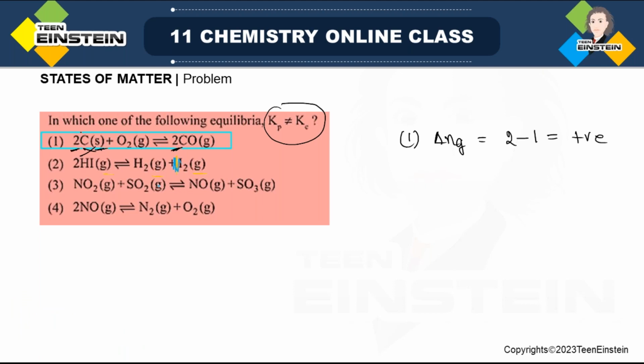Here it is 1. This is also 1. This is 2. So 1 plus 1 minus 2, here del Ng is 0. Right? Then come to the third one. Third one, all are gaseous.